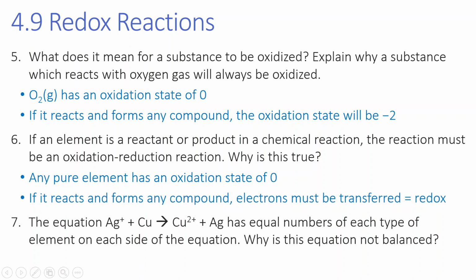Now the equation Ag plus Cu to form Cu plus 2 Ag has equal number of atoms on both sides, but it's not balanced. And that's got to do with the amount of electrons. So for Ag plus to become Ag, it's going to need to gain 1 electron. And for Cu to become Cu plus 2, it's going to need to lose 2 electrons. So even though this is atom balanced, it's not electron balanced.